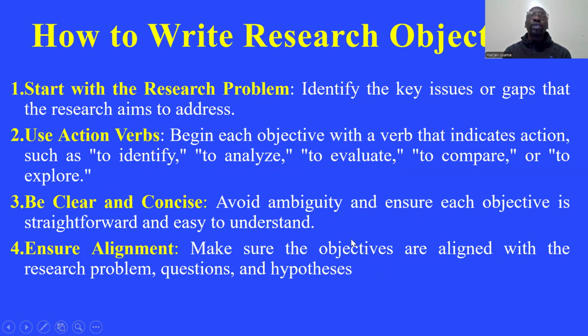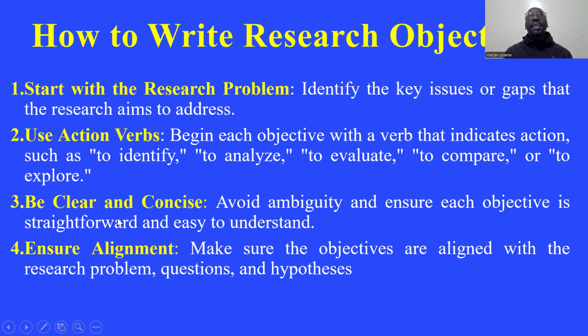Now, how to write research objectives? So you normally start with the research problem, identify the key issues or gaps that the research aims to address. Number two, which is very important, use action verbs. Begin each objective with a verb that indicates action, such as to identify, to analyze, to evaluate, to compare, or to explore. So if you look at all these verbs, they are action verbs.